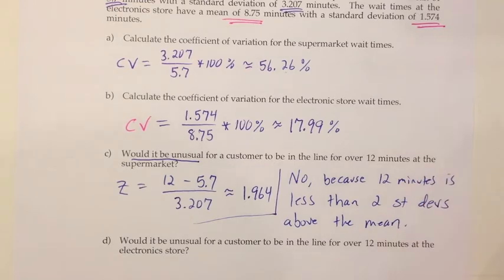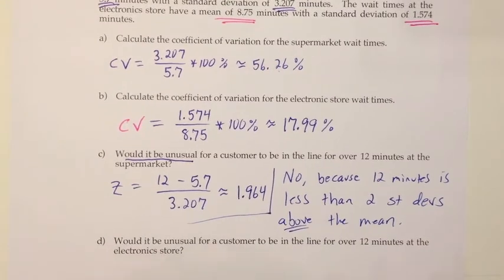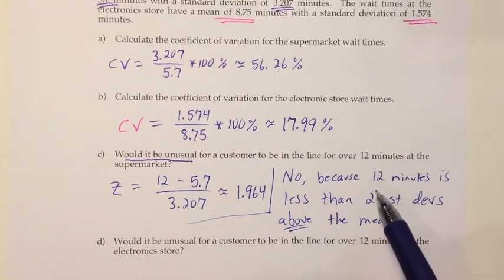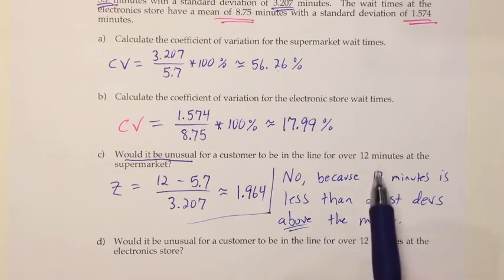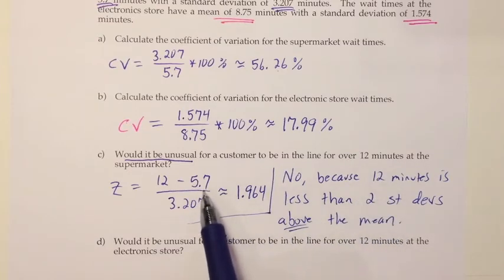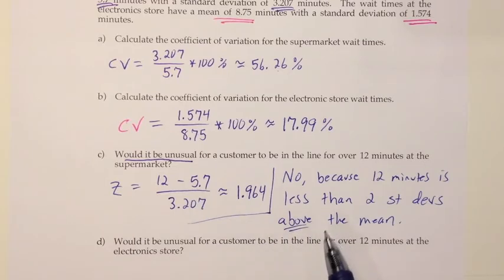This isn't a huge deal, but I did actually say "above the mean" instead of "away from the mean." They're only talking about long wait times here, so I want to point out, no, that's not an unusually long wait time, because it's not that many standard deviations above the mean. You could still say away, but I like to emphasize the direction since they're talking about a specific direction. So even though the average wait time at the supermarket is 5.7 minutes, this is telling us we shouldn't be surprised if we end up in that line for 12 minutes.